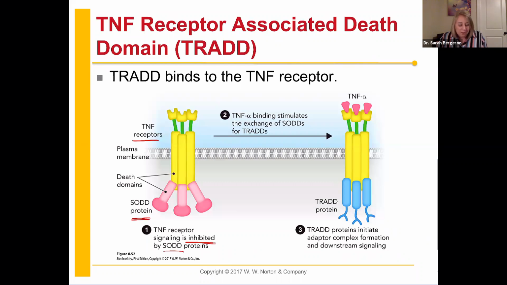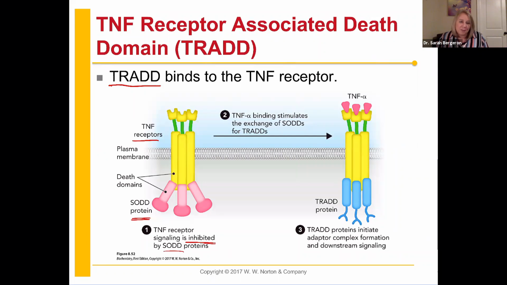Now, TNF alpha binds, and you can have an association not with SODD, not with our inhibitor, but with something that is going to initiate formation of a downstream signaling cascade. And so that's the TRADD proteins. These are the ones that are going to stimulate cell death, right? These are TNF receptor associated death domains. That's what the TRADD stands for, the triad.